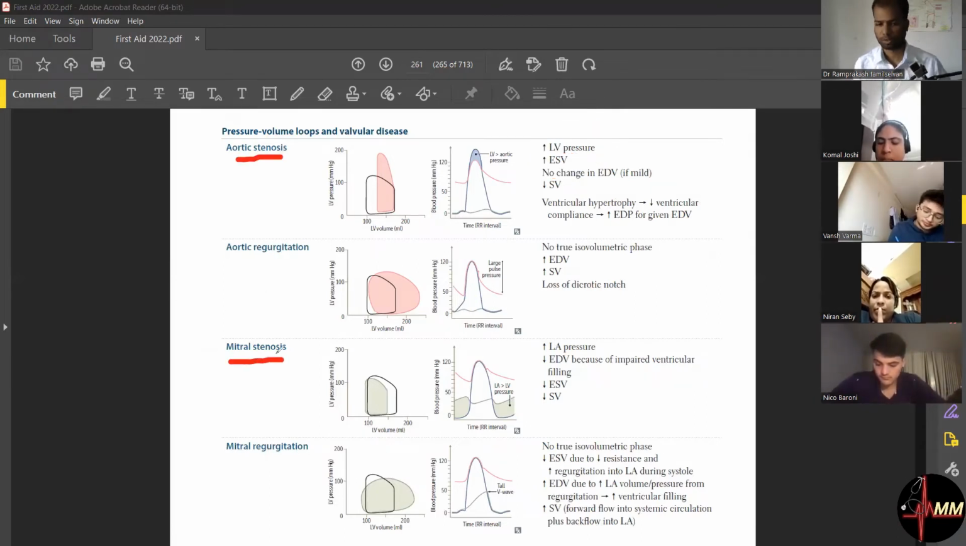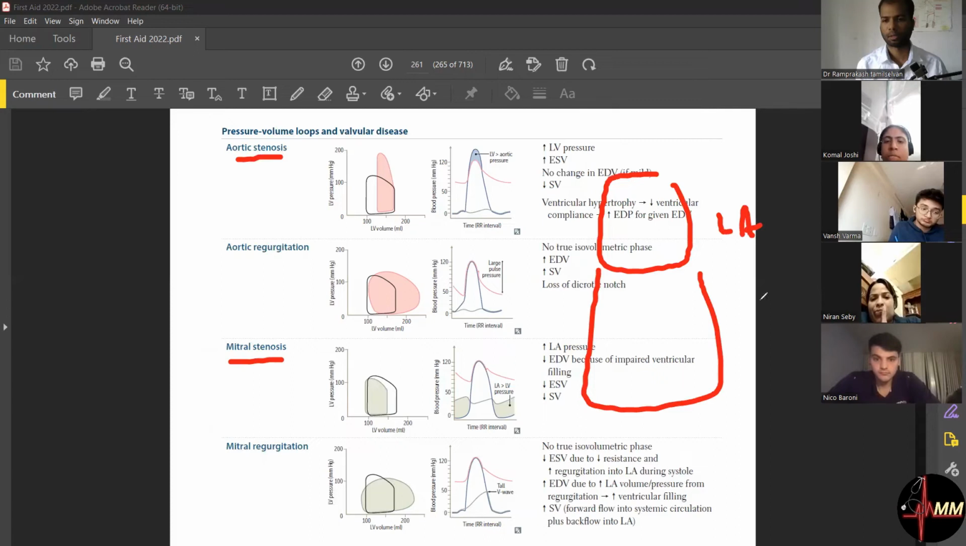And about mitral stenosis. Just imagine here is the left atrium, here is the left ventricle, and here is a mitral stenosis. The stenosed valve is not allowing blood into the left ventricle, so the end diastolic volume is going to be very low, because during diastole the filling happens. What happens with a stenosed valve? The end diastolic volume is going to be very low. If end diastolic volume is low, stroke volume is low.